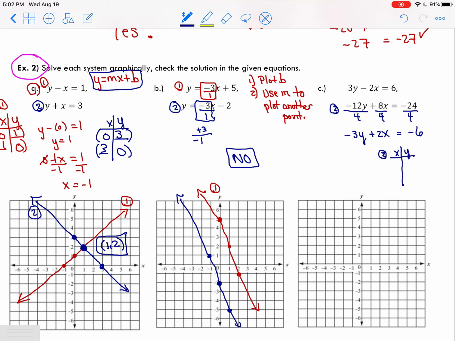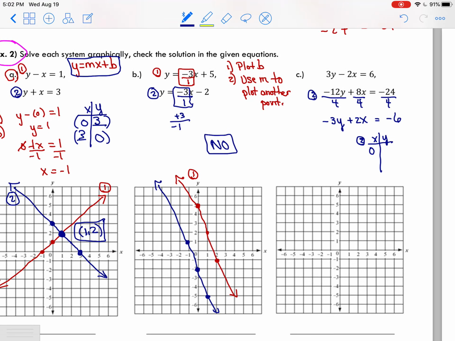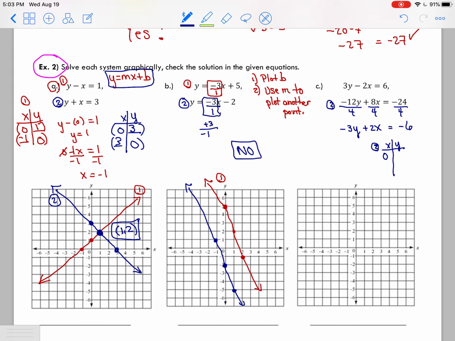All right, if I put in a 0 for x, we can see that this whole second term will go out, right? I didn't leave myself enough room to do this, so I'm going to have to come over here a little bit. It's going to be negative 3y equals negative 6, so y is equal to 2.